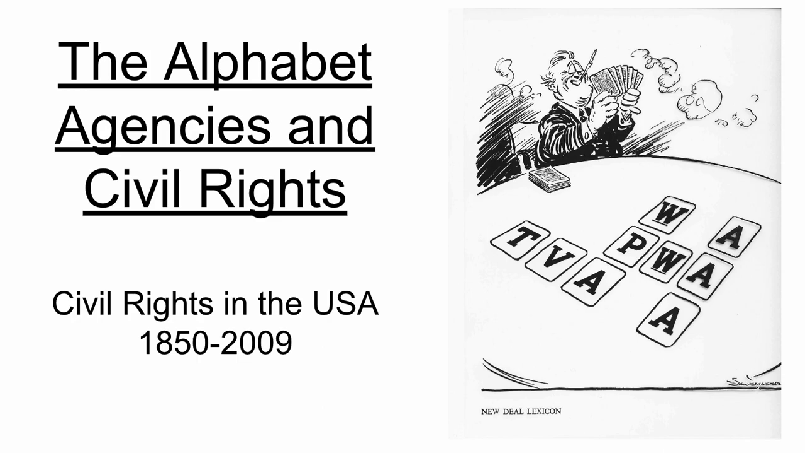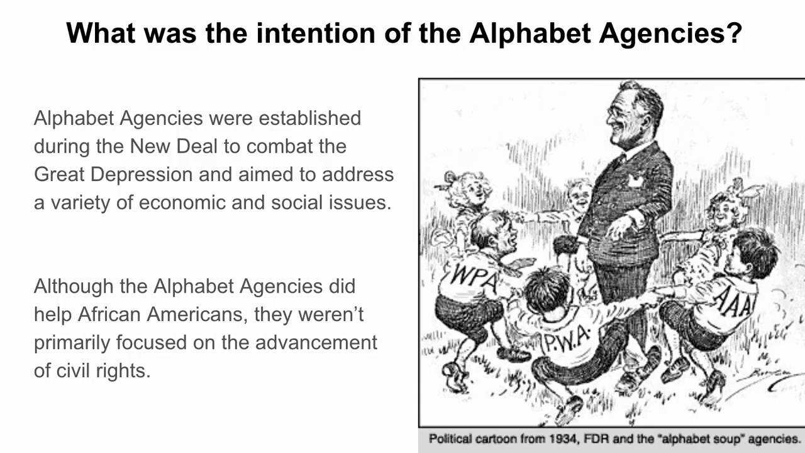So let's get stuck into this, the alphabet agencies and civil rights. The first thing to say is to discuss the intention of the alphabet agencies. The alphabet agencies were established during the New Deal to combat the Great Depression and aimed to address a variety of economic and social issues. The New Deal itself is primarily an economic series of policies, so it's really to do with helping the economic position of America and the American population.